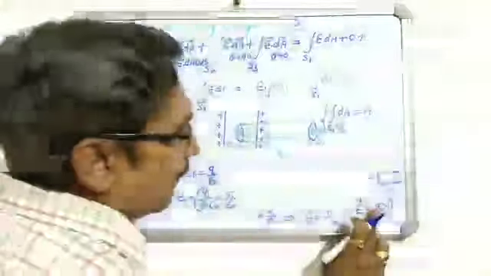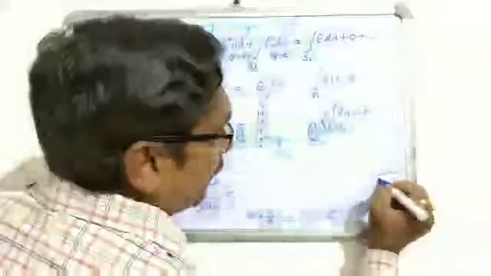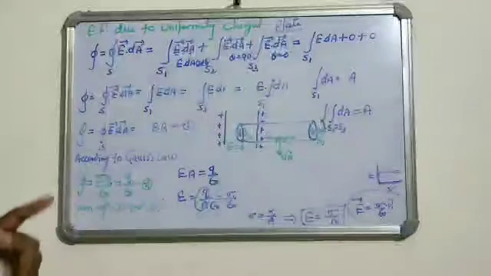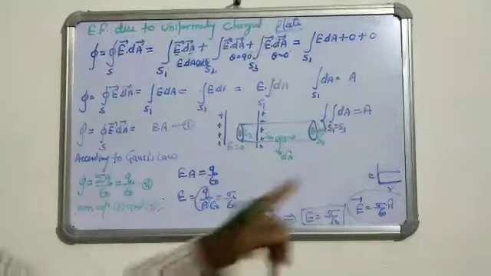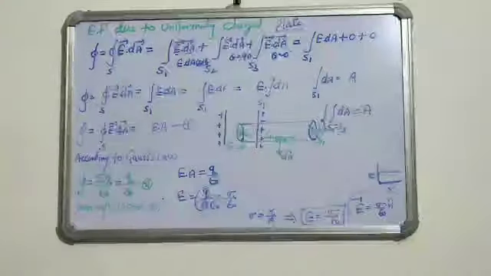The formula in vector form is E equals sigma upon epsilon naught, and the graph is also in this manner, because the electric field due to a uniformly charged plate is sigma upon epsilon naught. It is also independent of R.